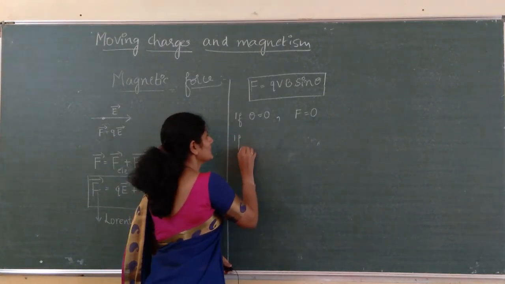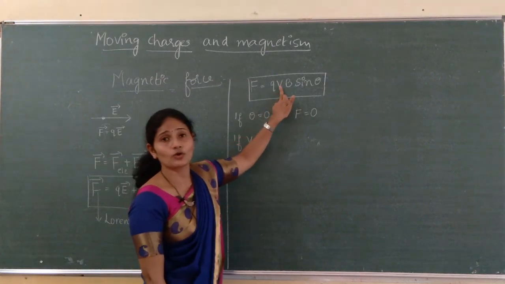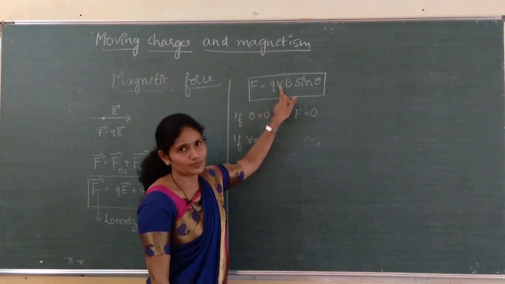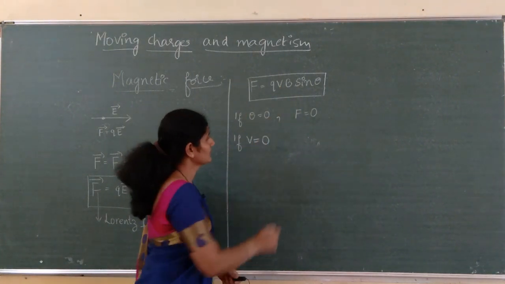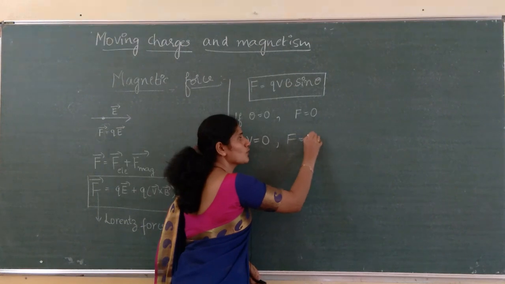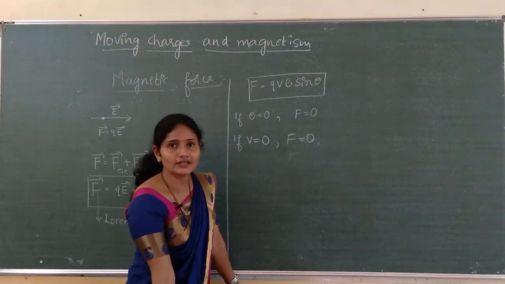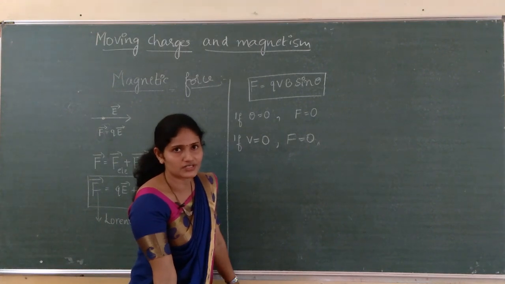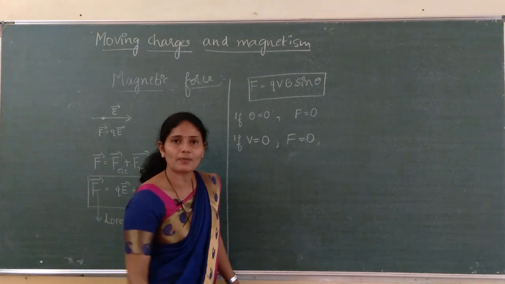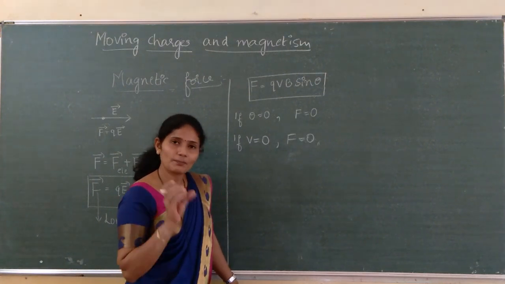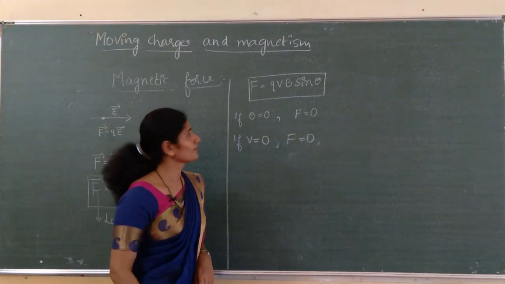If V is equal to 0, it means the velocity of the particle is 0, that means the particle is at rest. If the particle is at rest, then F is equal to 0. No force will act on the particle. Magnetic force will act only when the particle is having some velocity, or F is not equal to 0 when the particle is moving. For the particle which is at rest, magnetic force F is equal to 0.